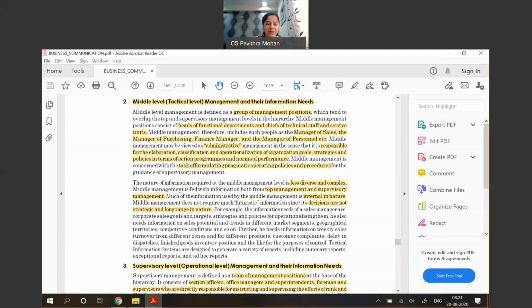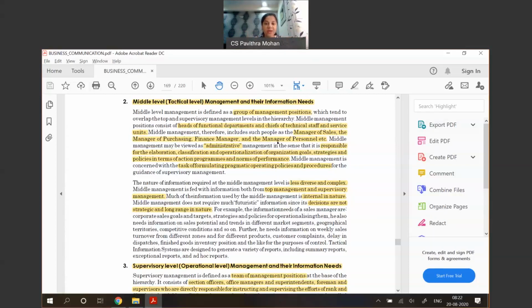Next is tactic planning or middle level management and their information needs. Here you will have finance managers, sales managers, HR managers, purchase managers. All these people will be involved, or various other heads of the organizations will come into picture, and they will be working for their departments alone. They won't be working for other departments or anything, only for that particular department.